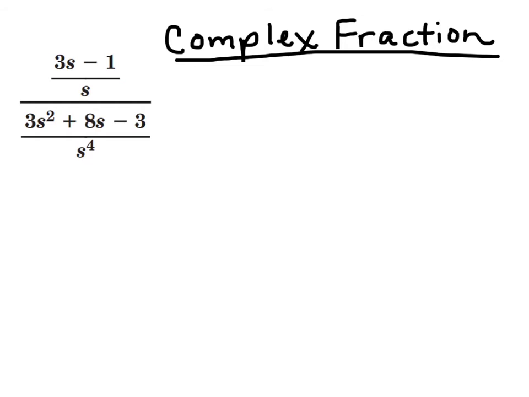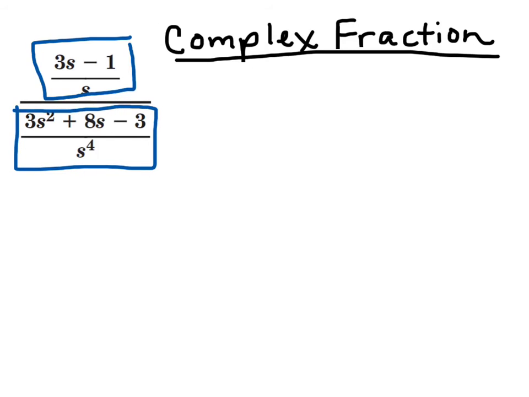Now let's move on to an example that represents a complex fraction. A complex fraction is a rational expression where we have a fraction in either the numerator or the denominator, or both. So in this case, this is considered a complex fraction since we have an expression as 3s minus 1 over s in the numerator and another rational expression in the denominator. Really, the only thing that makes this different than before is that it's written as a fraction overall.